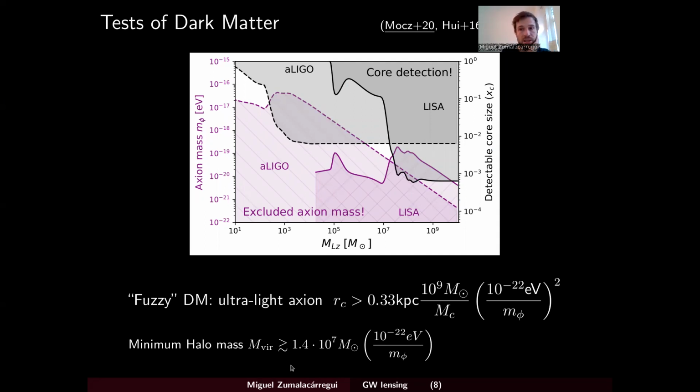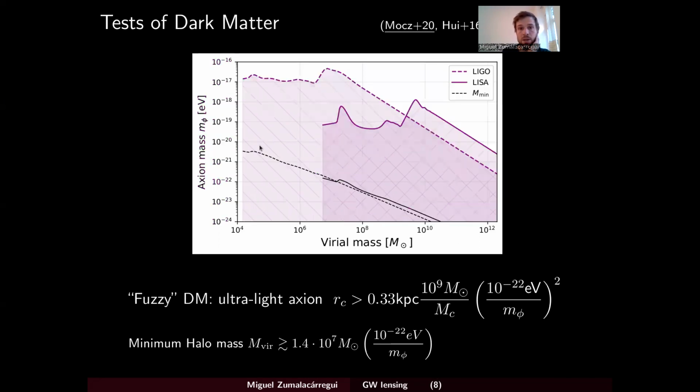These models also predict there's a minimum mass of the dark matter halos, so we can also look at that kind of constraints, but unfortunately it's several orders of magnitude worse, so it's probably not as compelling.